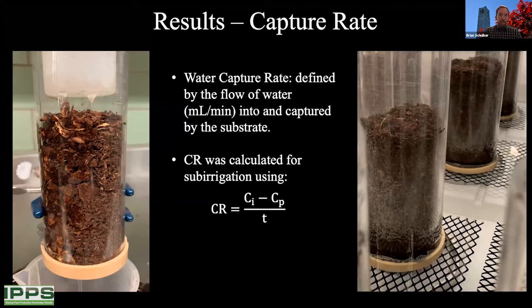For this experiment, because we were only covering the initial, so the first capture, we used the initial volumetric water content, so the volumetric water content of the moisture content. So if it's 33, 50, and 67, those have different initial volumetric water contents as the CP value in that equation. And again, all of this is divided by time.